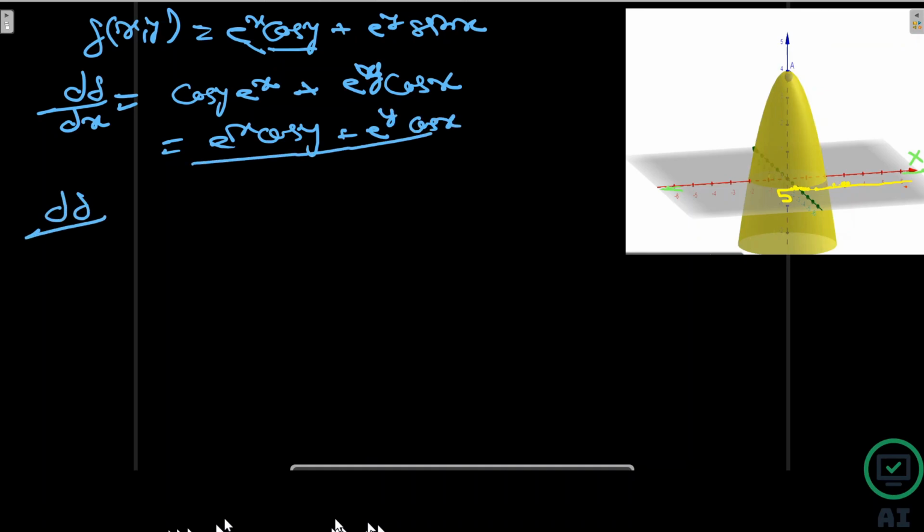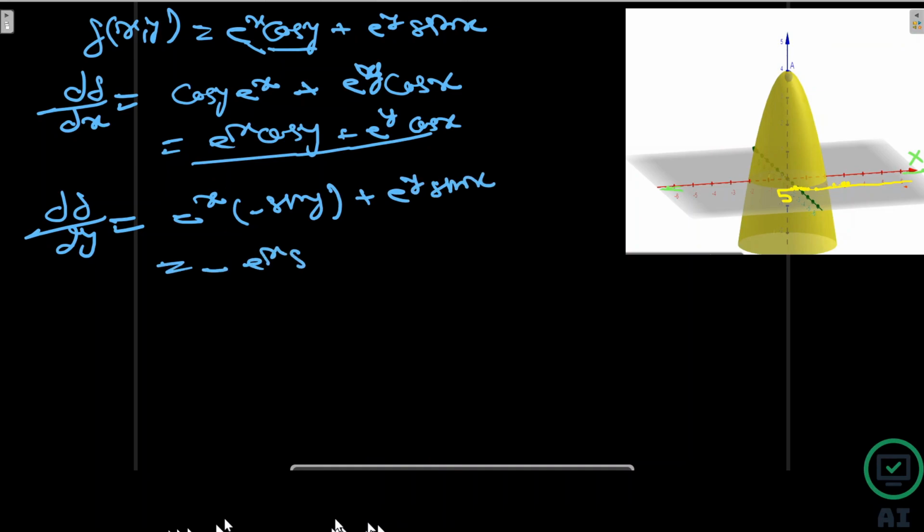When you differentiate with respect to y, x would be constant. So here we have cos y and eˣ. eˣ would be out, and the differentiation of cos y is minus sin y. And then here eʸ and sin x. So it is -eˣ sin y + eʸ sin x.